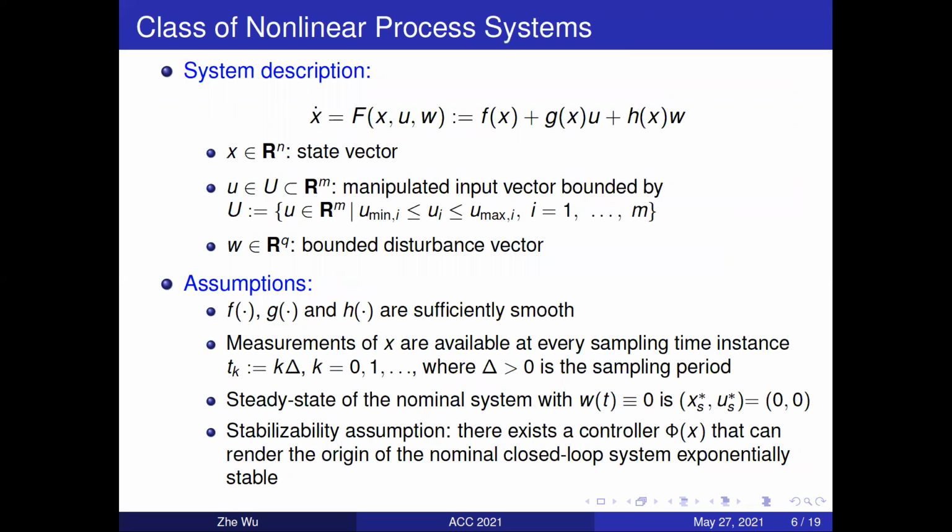Here's the class of nonlinear process systems we consider. It's in the form of x dot equals f of x plus g of x u plus h of x w. x is the state vector, u is the manipulated input vector bounded by an input constraint, capital U, and w is the bounded disturbance vector. We also made some general assumptions for the control of nonlinear process systems. For example, f, g and h are sufficiently smooth. The measurements of process state x are available at each sampling time, where delta is the sampling period, and the steady state of the nominal system is at the origin.